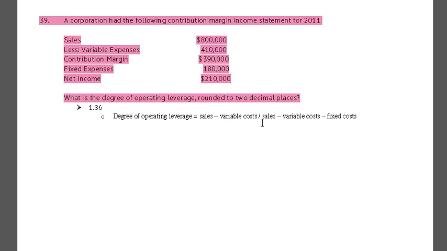So the good thing about this problem, they've already given you the figures. You didn't have to go calculate contribution margin, but it's important that you know what this degree of operating leverage calculation is. In this case, they already gave us our contribution margin, $390,000, net income, $210,000. $390,000 divided by $210,000 gives us the degree of operating leverage at 1.86.